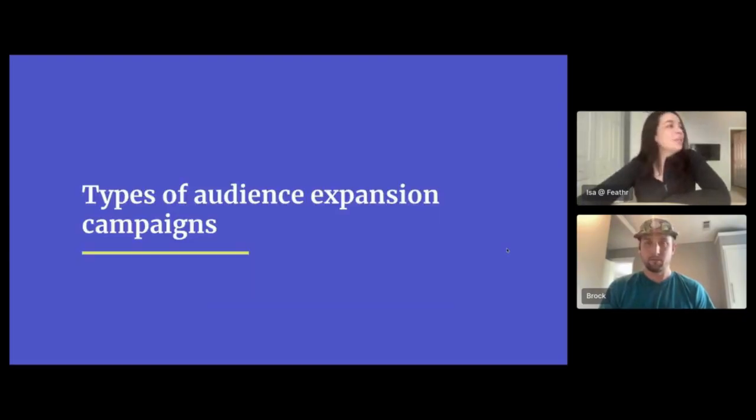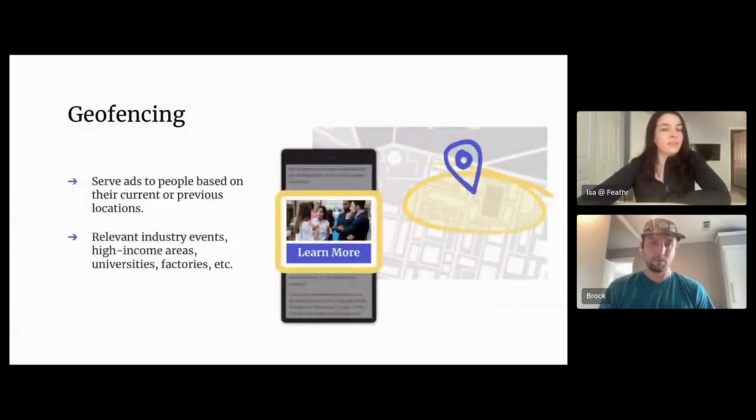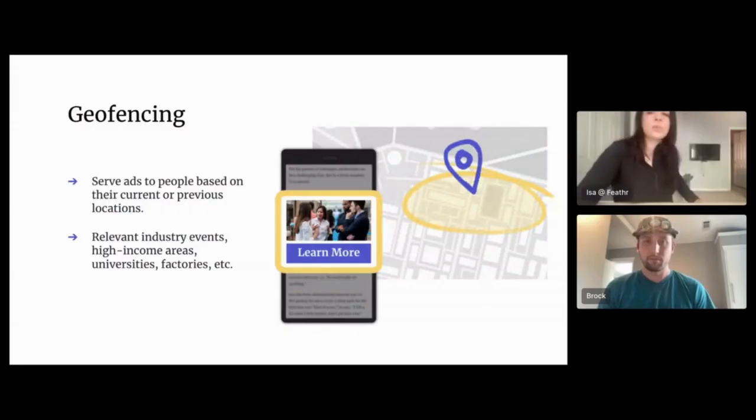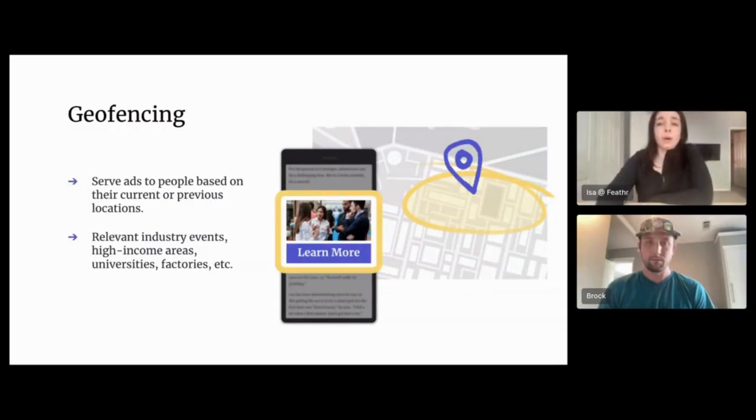Cool. Well, let's get into a few specific examples of audience expansion campaigns that you can run in Feathr. So we're going to start with geofencing. Mobile geofencing and historical geofencing let you serve ads to people based on their current or previous locations. For example, if you're looking for big ticket donors, you could target high income areas or golfing events, things like that, with ads about your cause.